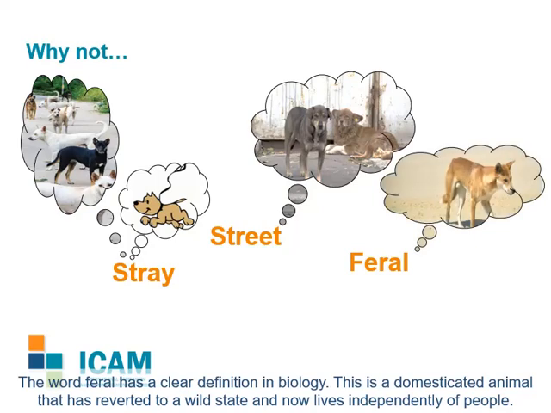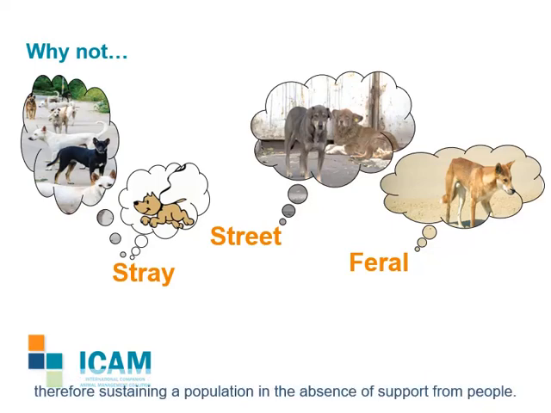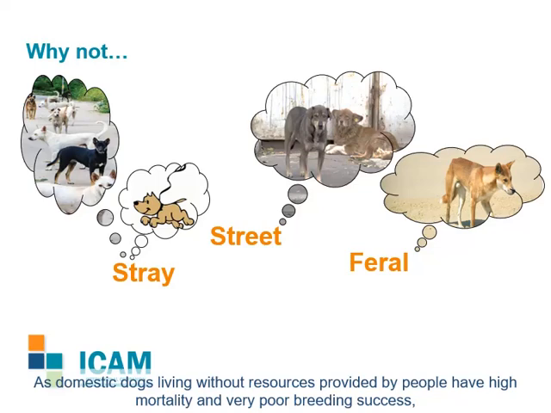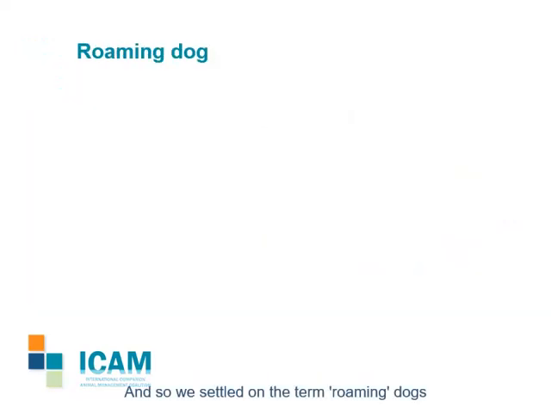This is a domesticated animal that has reverted to a wild state and now lives independently of people. To be defined as truly feral, they should also be able to survive and breed successfully, therefore sustaining a population in the absence of support from people. According to this definition, feral dogs are a rare and unusual population, as domestic dogs living without resources provided by people have high mortality and very poor breeding success. Their numbers are only maintained through constant immigration from other populations of dogs. And so we settled on the term roaming dogs.